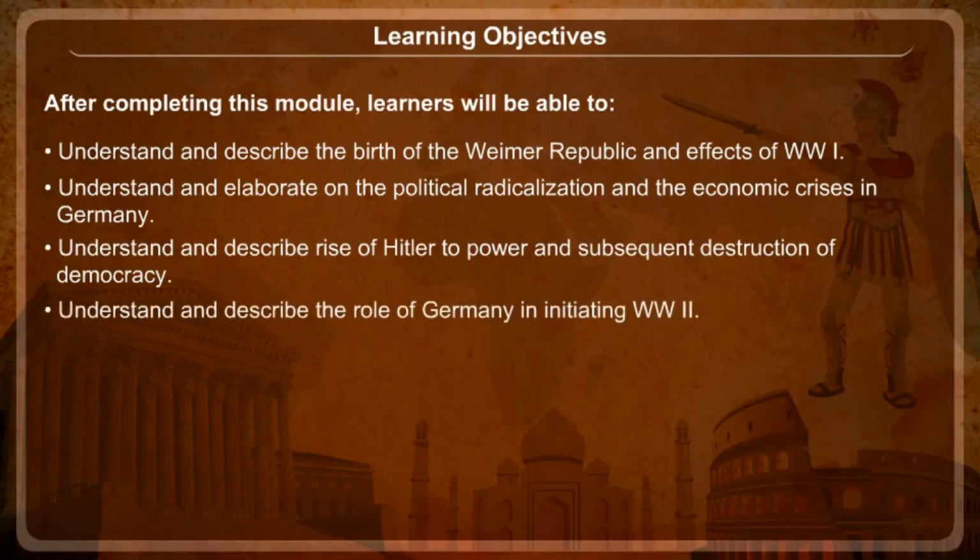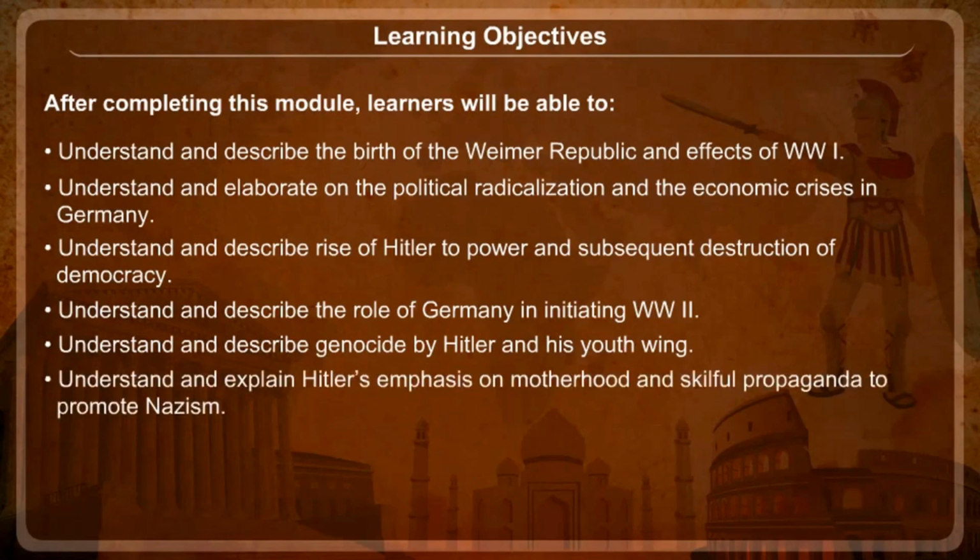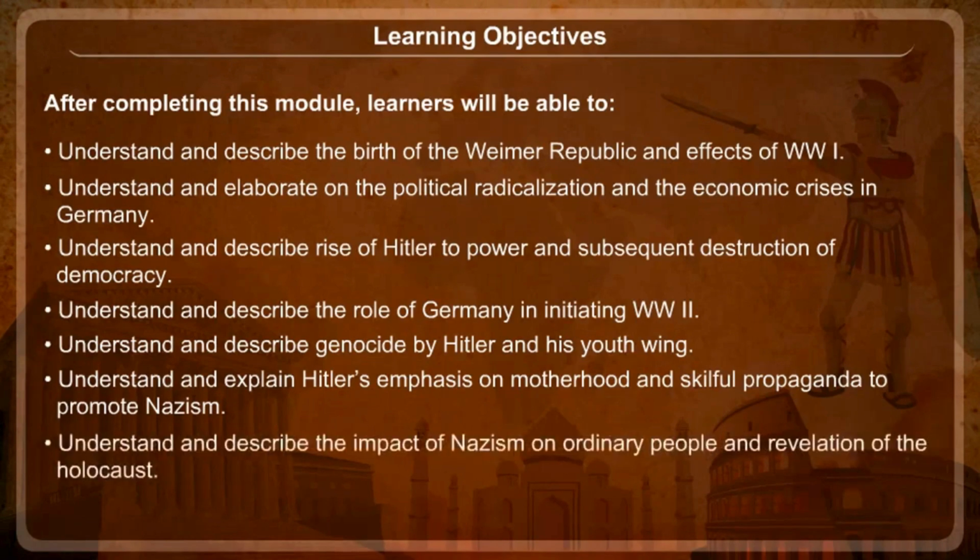Understand and describe the role of Germany in initiating World War II. Understand and describe genocide by Hitler and his youth wing. Understand and explain Hitler's emphasis on motherhood and skillful propaganda to promote Nazism. Understand and describe the impact of Nazism on ordinary people and revelation of the Holocaust.